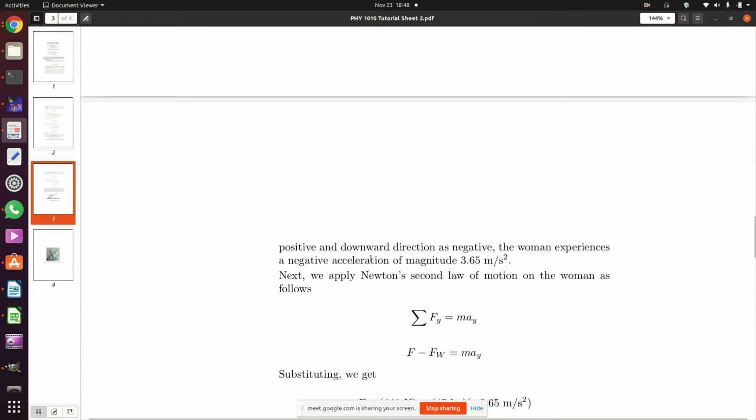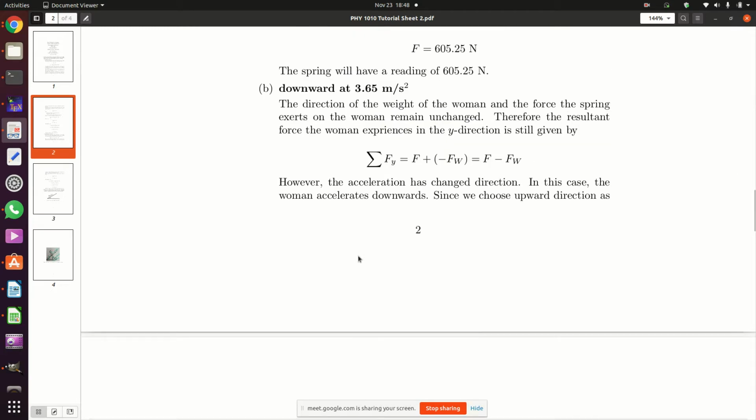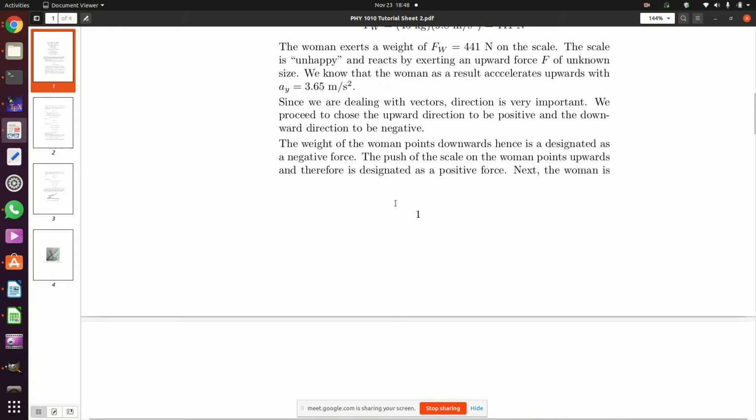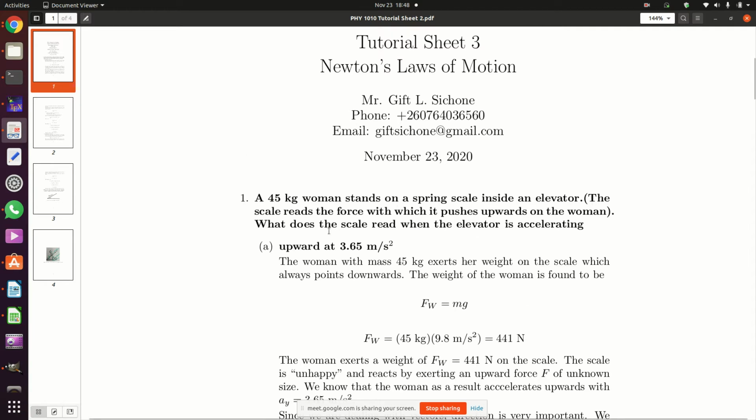Yeah. So basically the whole thing really is testing you. You have to identify forces. We have been taught this woman has got mass, therefore this woman has got weight. You have to have a clear understanding of where the weight is pointing. The weight is pointing down. It always points down. Then you are also taught the woman is also experiencing a force because the spring is pushing upwards on her. So there are two forces acting on the woman, like that.